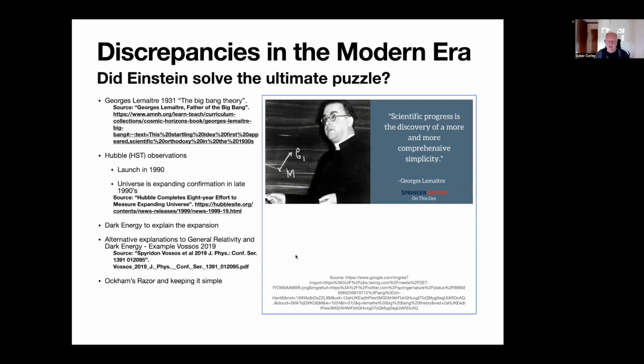correct explanation. And then I found this quote from Lemaitre, to bolster my personal philosophy. He says scientific progress is the discovery of a more and more comprehensive simplicity. Sounds good to me, and hopefully one day we'll find the explanations out there, and hopefully they'll make the world simpler again.